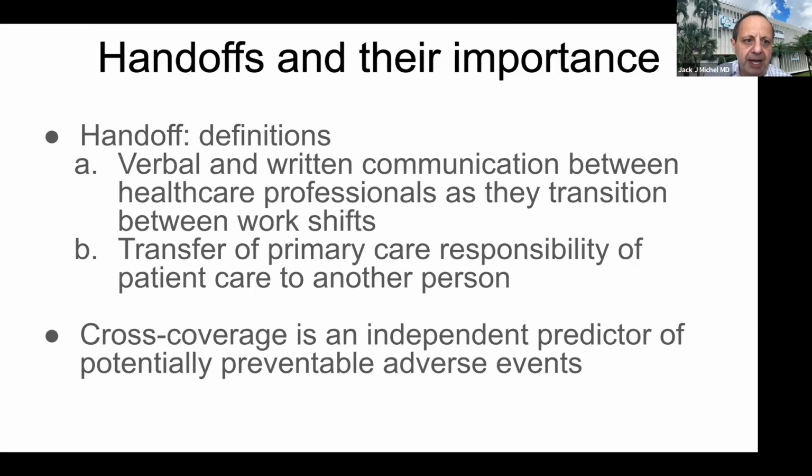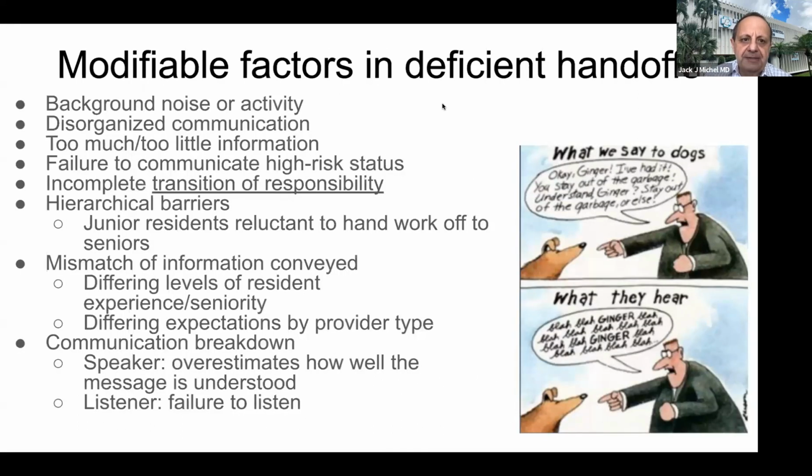What are modifiable factors in deficient handoffs? If there's background noise or anything that distracts either the presenter or the receiver of the information, or disorganized communication. You're tired at the end of the shift, you want to go home, you're not very organized, you forgot to say you're waiting for a particular lab result which would determine a particular intervention, and so the person that receives the information does not get that. Or you give them so much information that they're lost in it, or too little information. That's why it has to be organized.